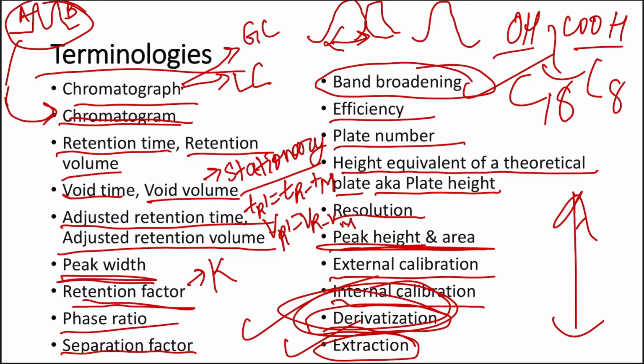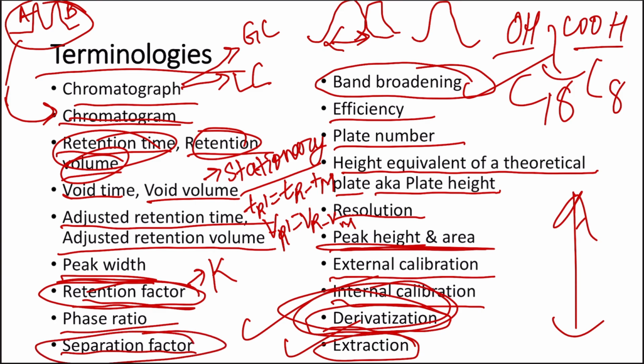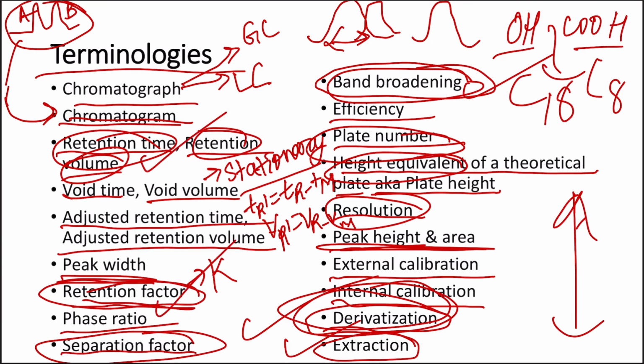The most important ones here are the retention time and retention volume. Following that you should know about the retention factor, then the suppression factor, then band broadening, plate number, height equivalent, and resolution. So the important ones which actually indicate the efficiency are the retention time, the retention factor, the suppression factor, the plate number, the height equivalent of the theoretical plate, and finally resolution.